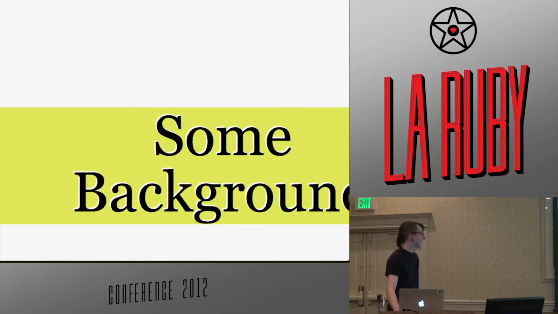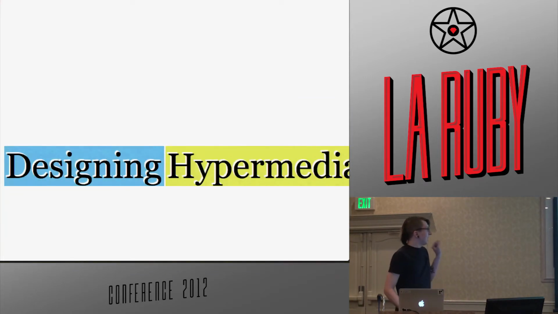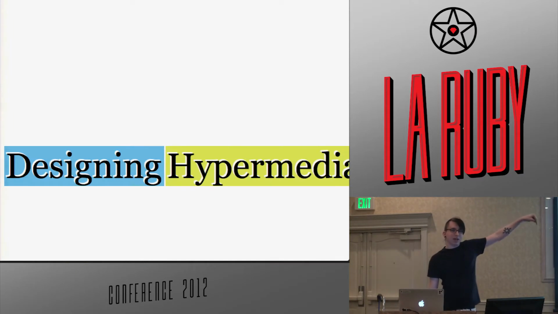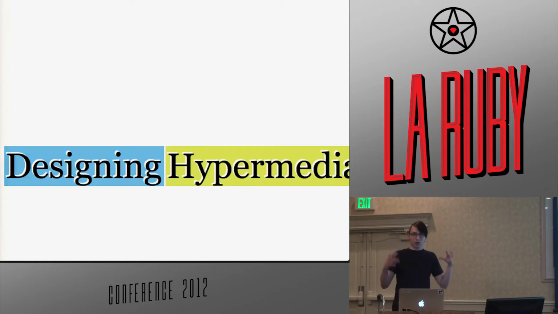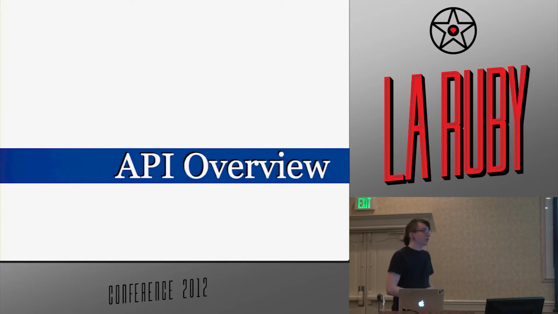So some background. At the end of this slide, there's designing Hypermedia APIs. So this is 3 words, and you need to know all 3 of them in order to make sense of my talk. And so I'm going to explain them to you backwards. So we're going to start with APIs, then we're going to move into what Hypermedia is, and then we're going to talk about how you actually design a Hypermedia API. So yeah. So an overview of APIs.